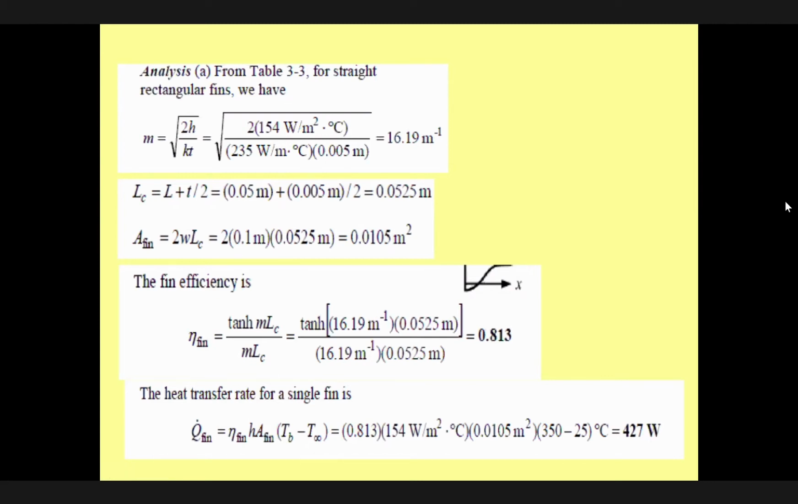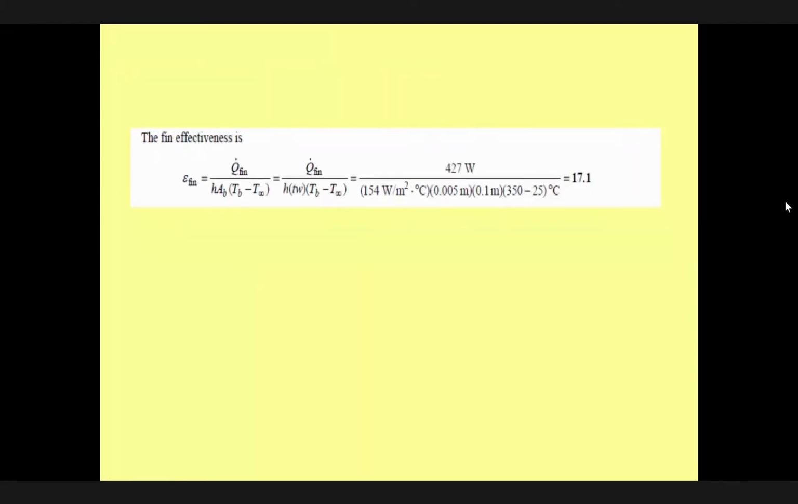And the last part asks us to calculate the effectiveness. The definition of effectiveness is q fin divided by this one. We already calculated the value of this based on the previous calculation, and this is the maximum heat transfer, therefore we have been able to calculate it here. Therefore, the effectiveness of the fin is around 17%. Okay, that's the effectiveness.